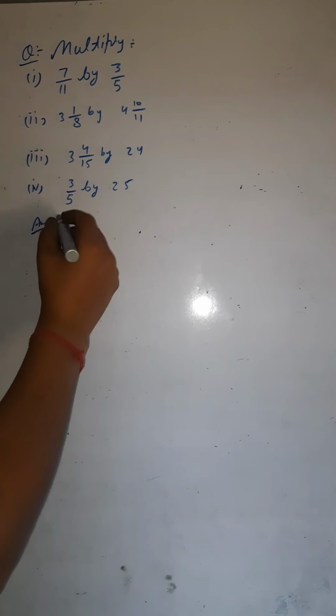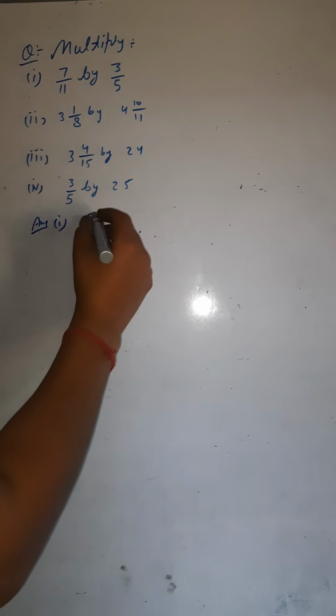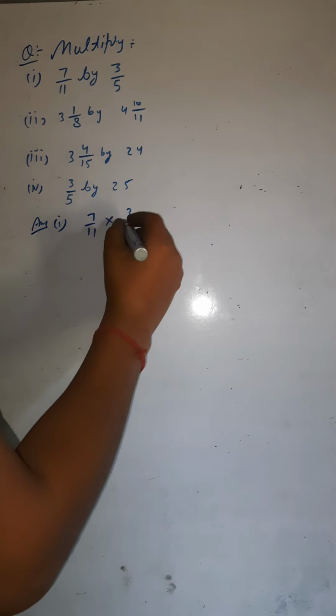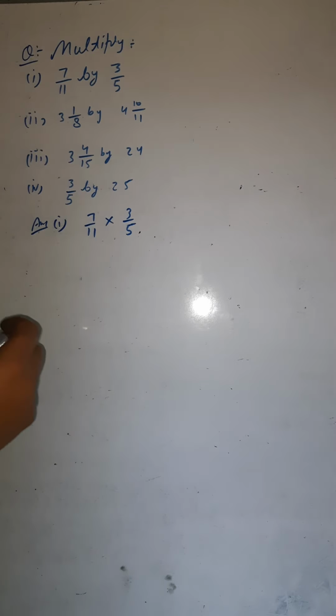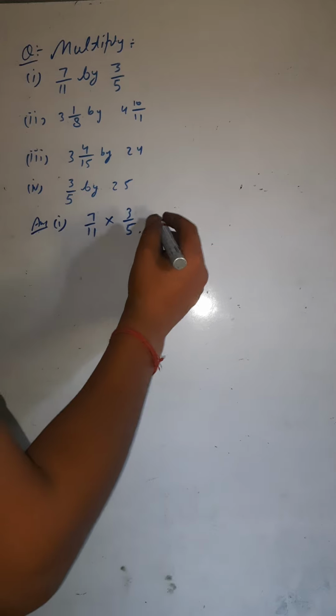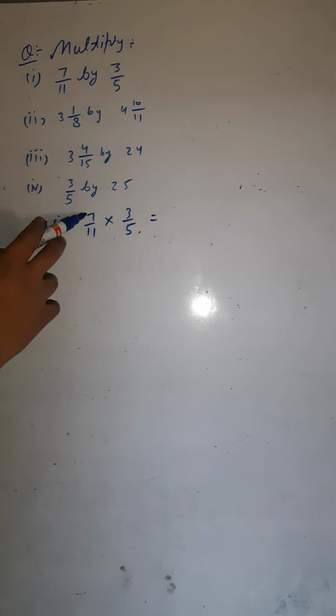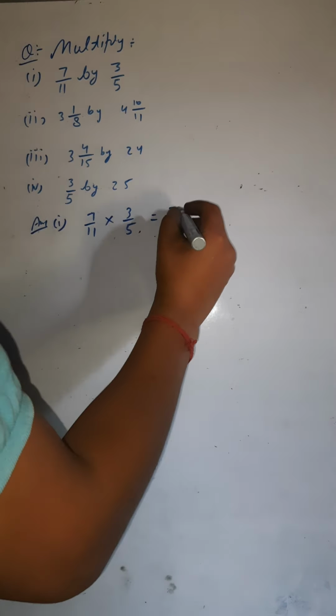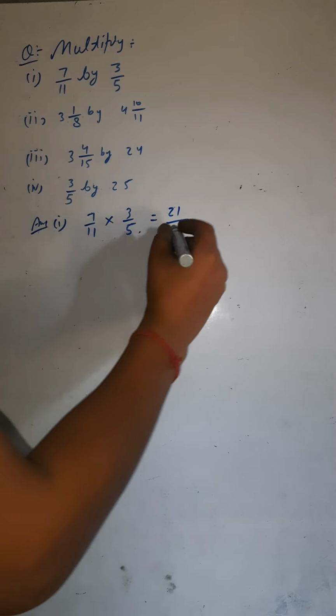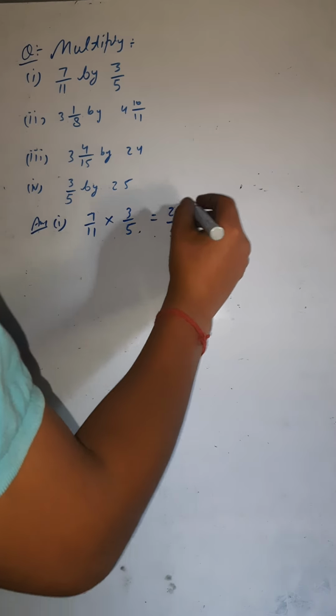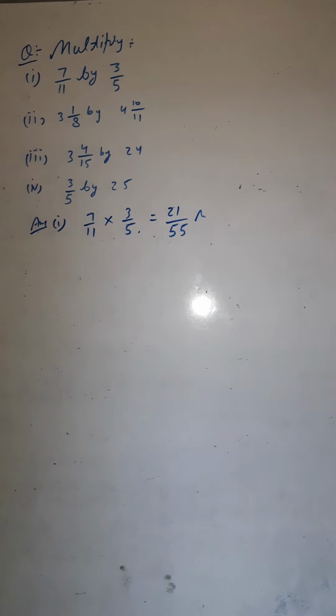So answer number first. You have to multiply 7 by 11 by 3 by 5. This way you have to multiply. It is easy to multiply. Can you cut it? 7 and 5, or 5 and 3, nothing you can cut here. So let's multiply then if it is not being cut. Just multiply 7 times 3 is 21 and downside 11 times 5 is 55. So this is how you would get the answer. This is answer number first.